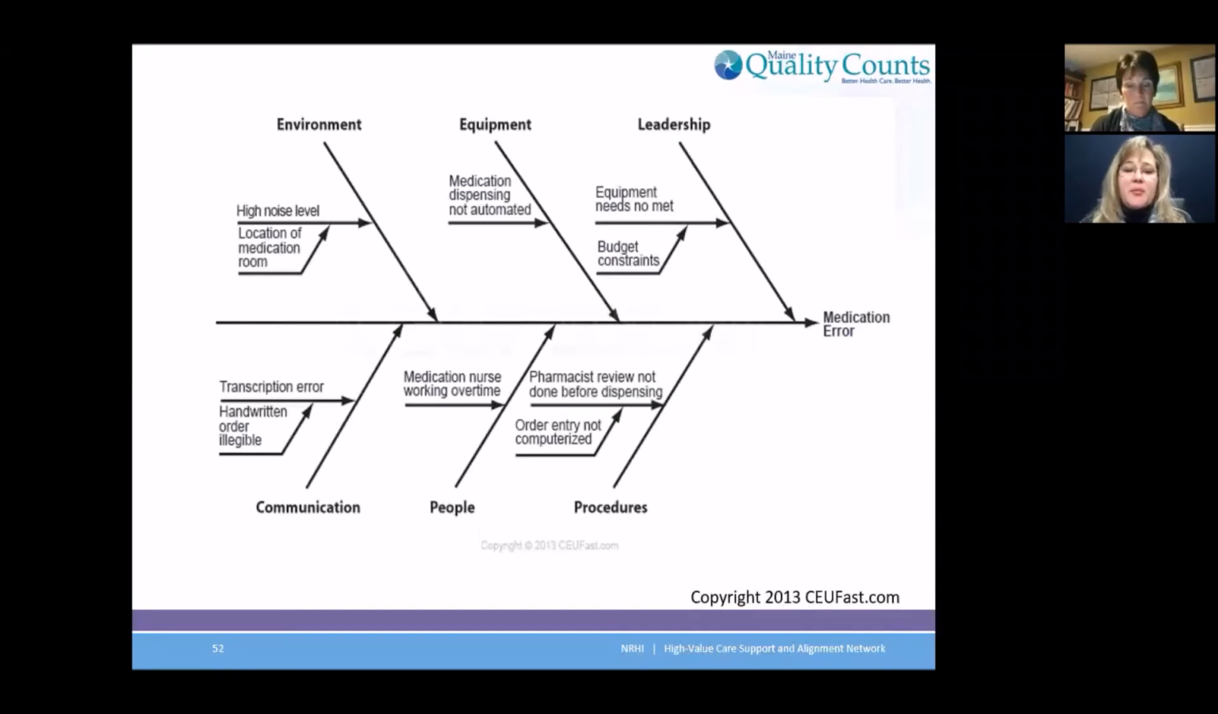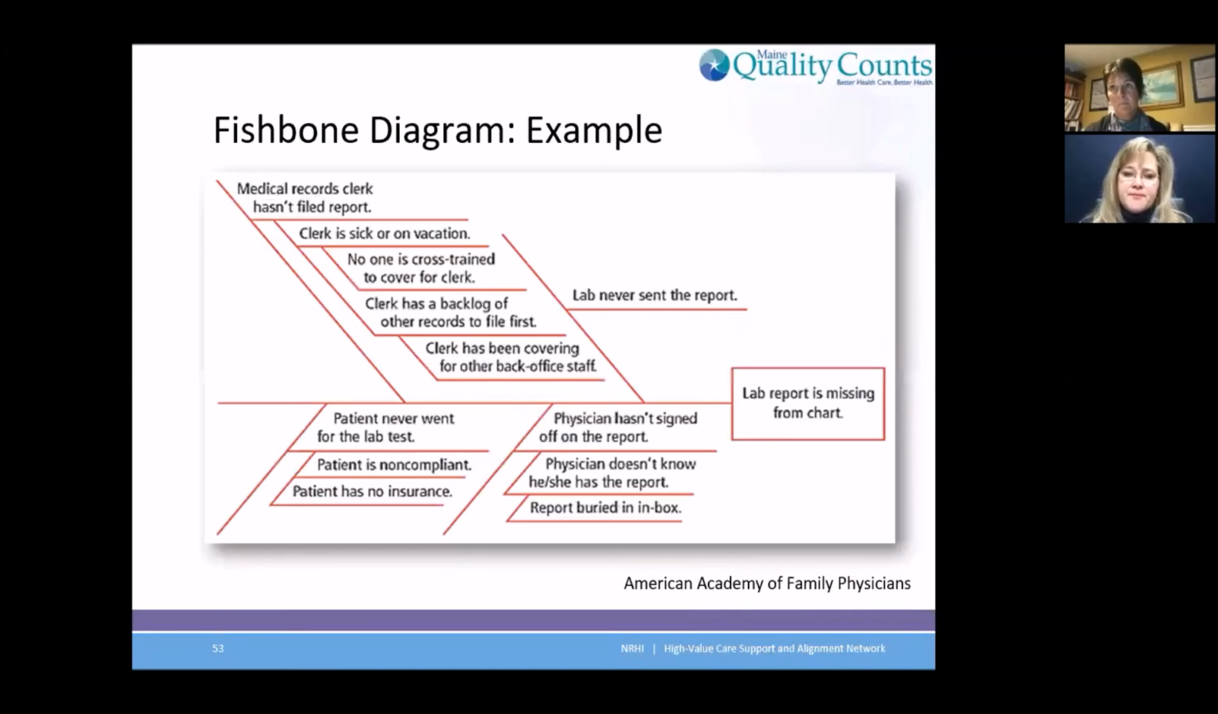So here's a quick example, again, about a medication area. We're looking at leadership, equipment, environment, communication, people, and procedures. And then you can see, that's why it has that fish shape to it, how off of those are ways we look at equipment, and budget constraints under leadership. You can take a look at this and really get how it works. So the problem is the medication area, but all the ways we look at that and all the things that impact that are what we look at with the fishbone diagram.